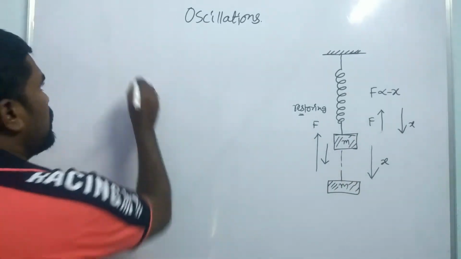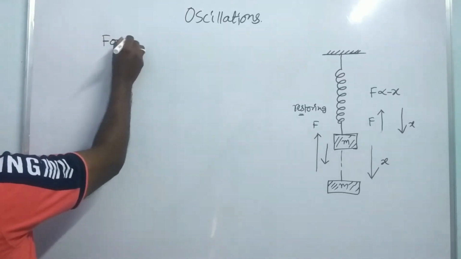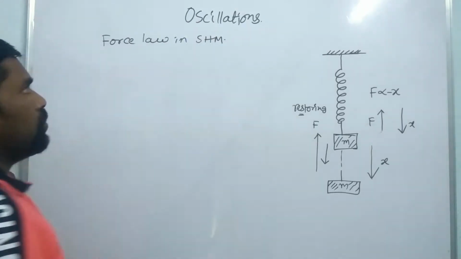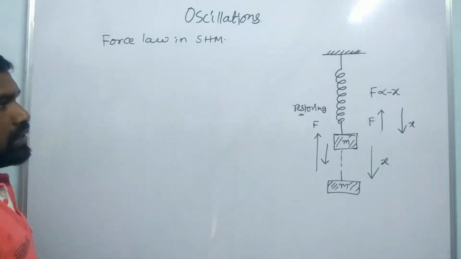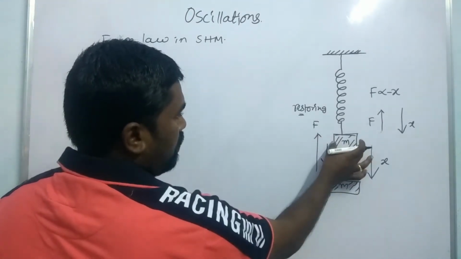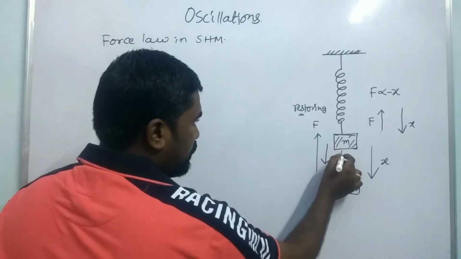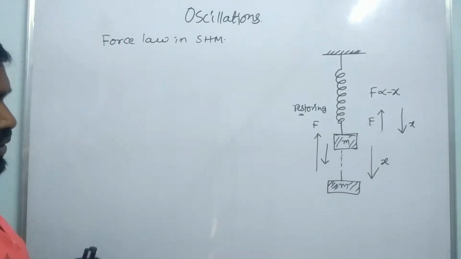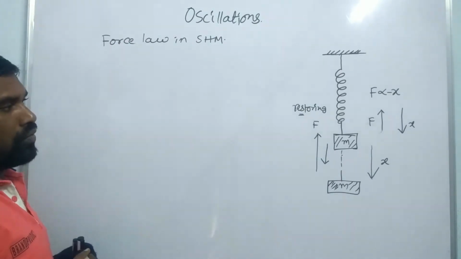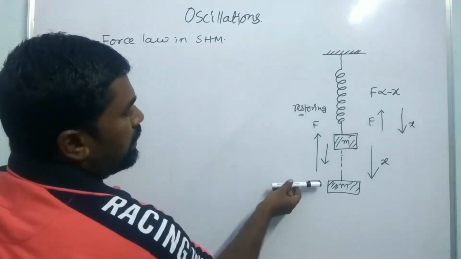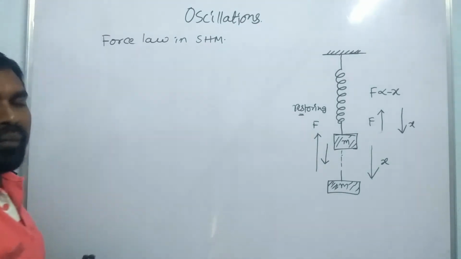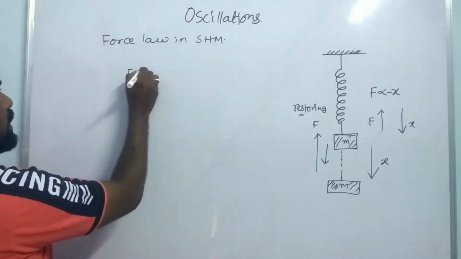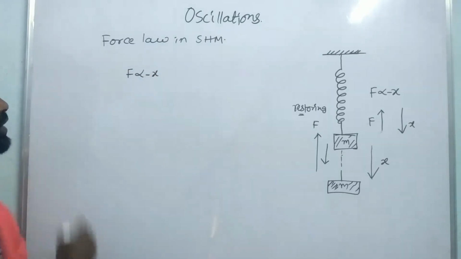Let us see here. Force law in SHM. Let us take a spring having the mass m, and it was elongated with some weight, and then the spring should always move towards the mean position. A force which brings the object back to the mean position is known as the restoring force. So this restoring force is always directly proportional to the displacement, and also negative in nature.